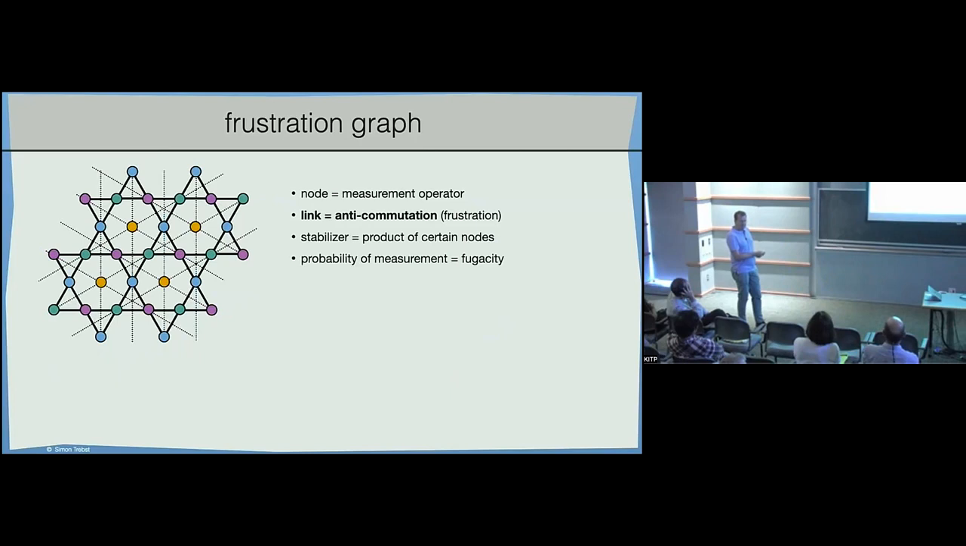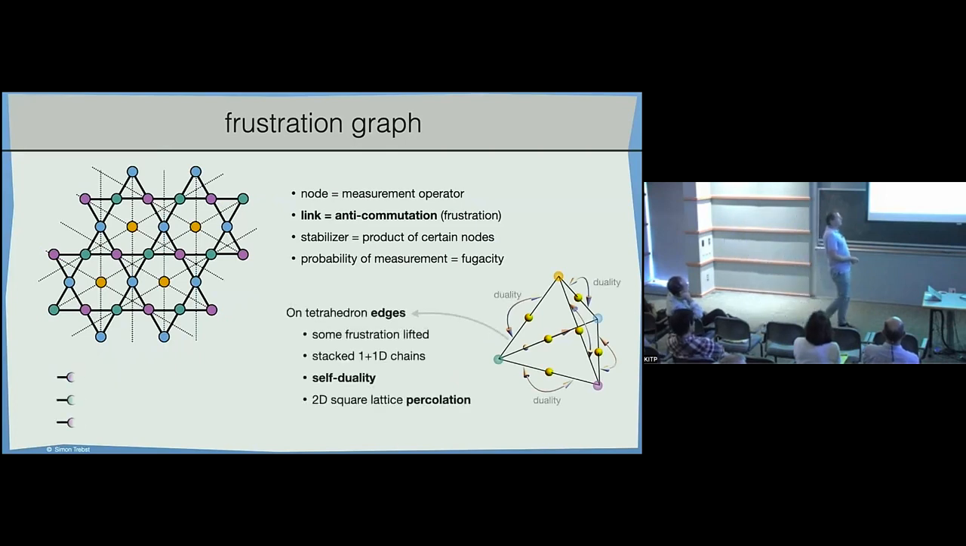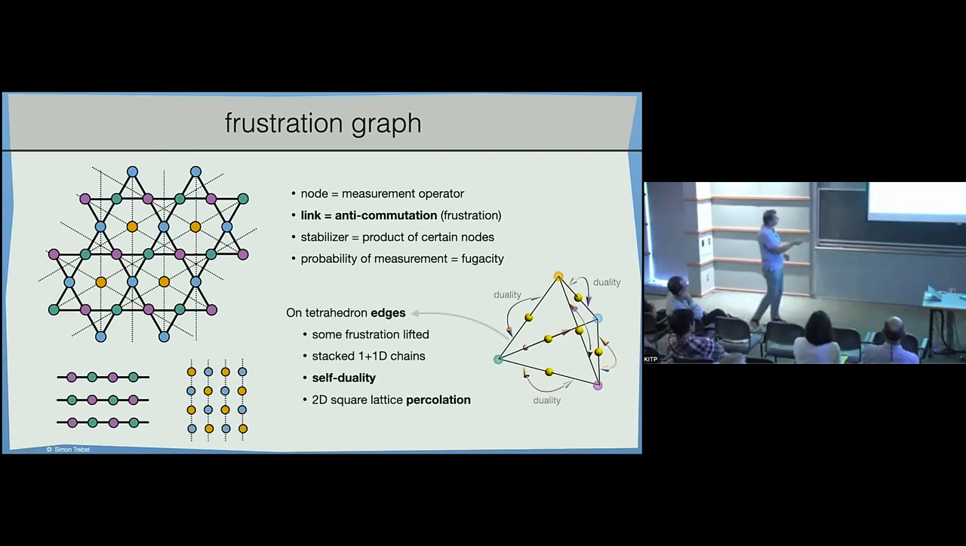Yeah. And now, as we vary probabilities within our parameter space here of this tetrahedron, there are special points, and these special points are the midpoints of the edges of the tetrahedron, where some of the frustration in this graph is lifted. The graph becomes very simple, just lines. That's where we can actually analytically solve the model, yeah, because it's just stacks of one-dimensional problems, and in that case, the problem is actually self-dual, and it maps to the problem of percolation.